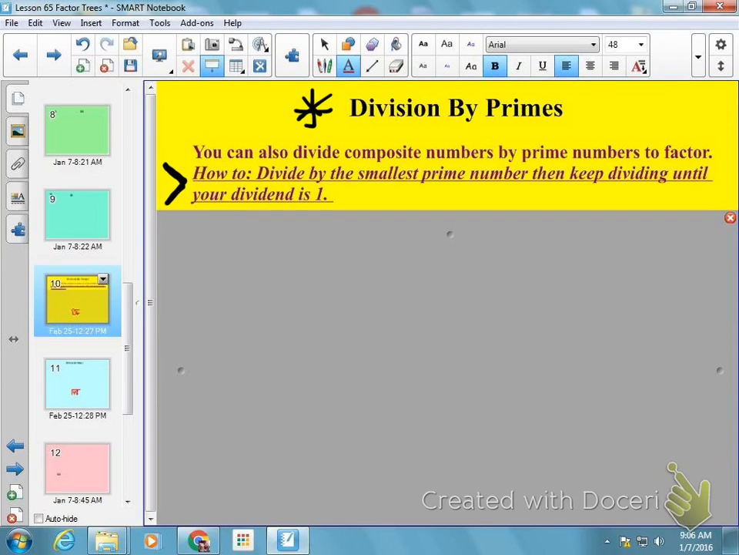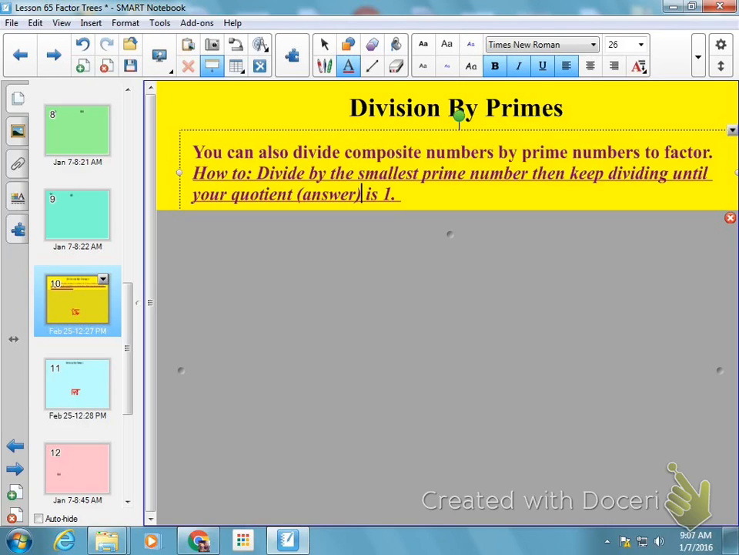How to: you divide by the smallest prime number, then keep dividing until your dividend, I'm sorry guys, it's not your dividend, until your quotient, the answer, is 1. Sorry about that. So how to: you divide by the smallest prime number, then keep dividing until your quotient, the answer, is 1.